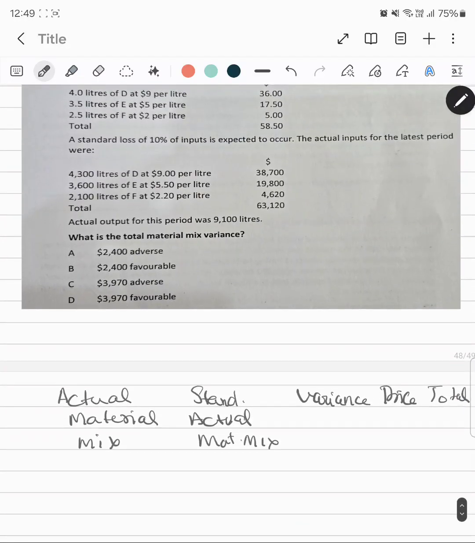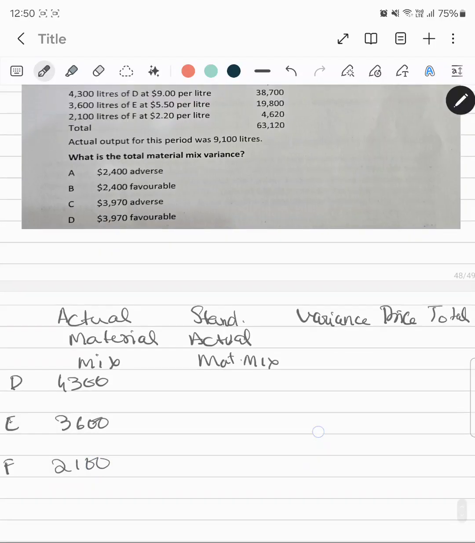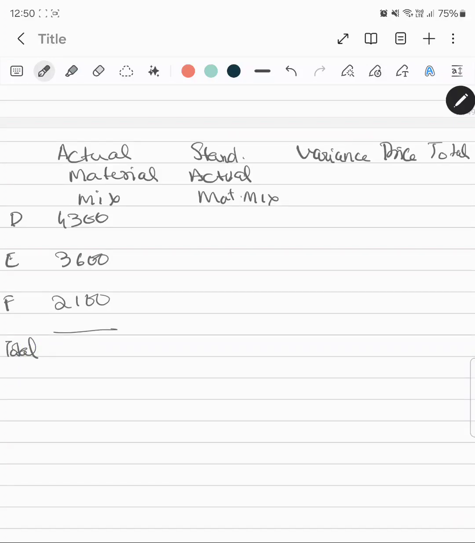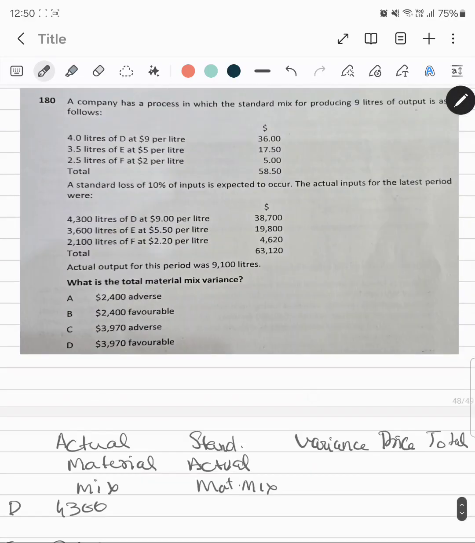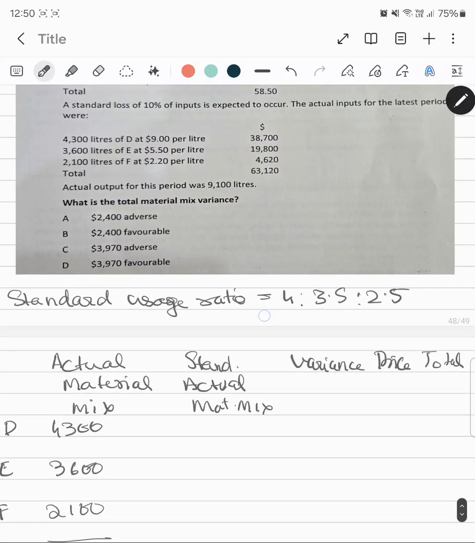So my actual material mix, I'll write it for D, E, F. It's 4300, 3600, 2100, and what I'll do is total of it. Let me use calculator. 4300 plus 3600 plus 2100, and this is 10,000. Now let me bifurcate this in the ratio of standard usage. So I'll write over here standard usage ratio, and what is it? It is 4 is to 3.5 is to 2.5. Okay, so the total for this also is 4 plus 3.5 plus 2.5, that is 10.